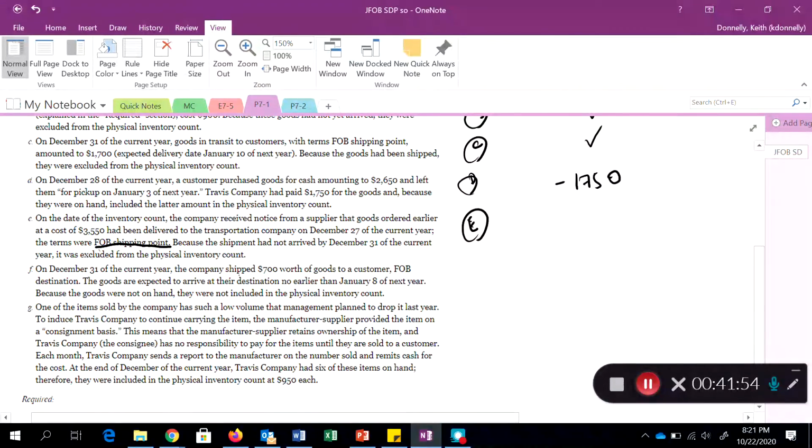We sent our guys back there to do the count. It wasn't there yet. We haven't received it, so they didn't count it. However, we should count it. We own it, right? The guy shipped it. When he ships it, it's ours. Needs to be added to inventory. So that's E.